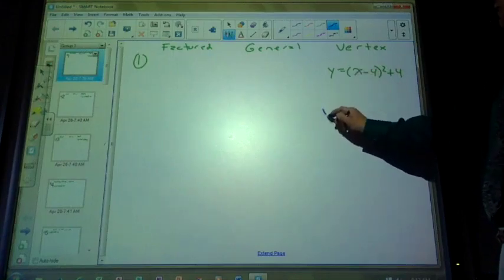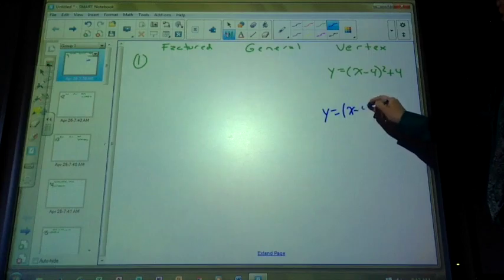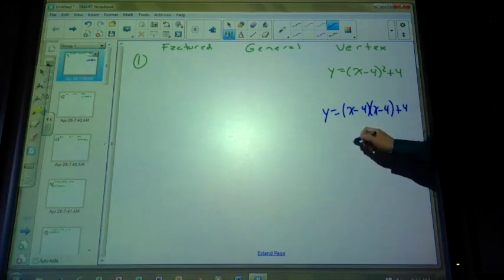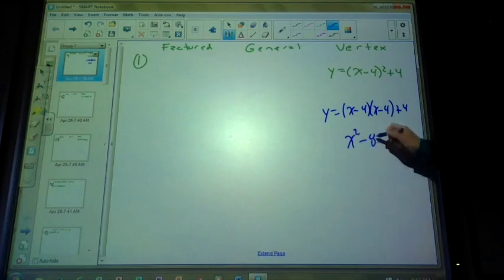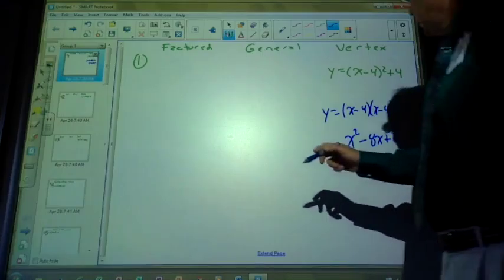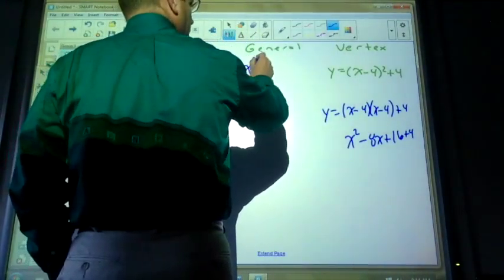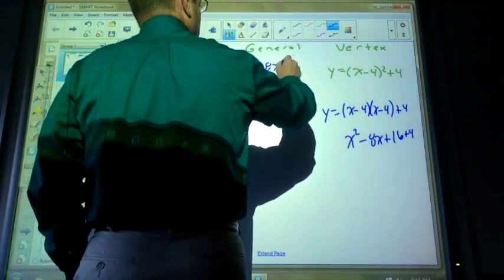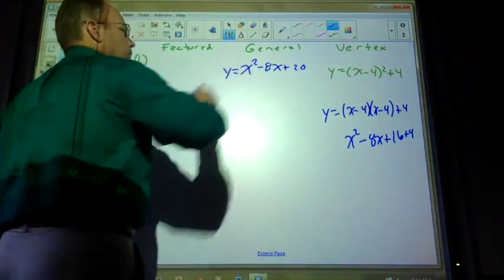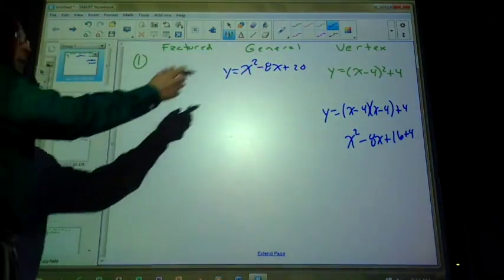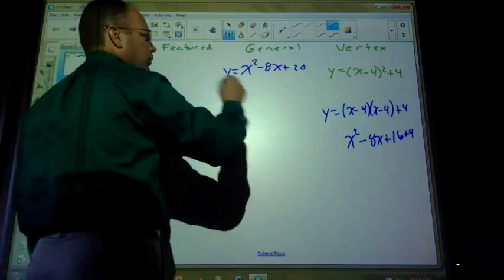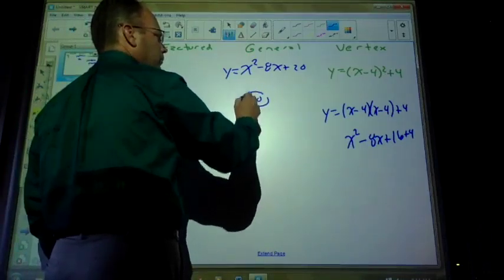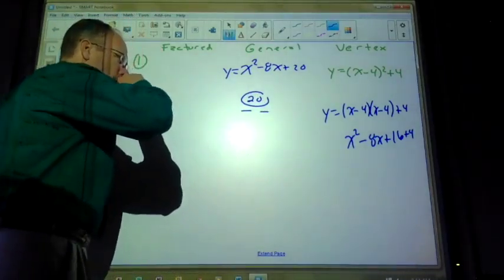What you're going to do is just take this and multiply it out. I'll just multiply it quickly. Let's see if I don't make any errors. So my general form looks like it's going to be x squared minus 8x plus 20. And then the factored form, well, let's see if we can factor that down. So our magic number is 20, both negative.